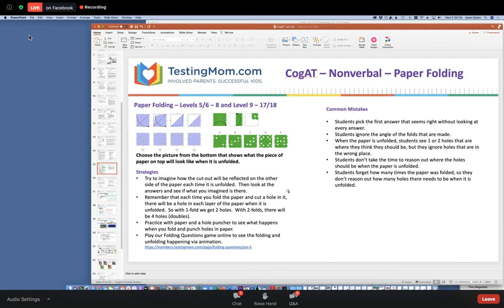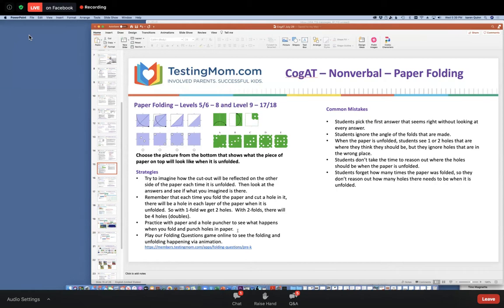So if you fold it once, there's going to be holes on 2 sides. If you fold it twice, then you're going to start to get more and more. There's going to be 4. 2 folds will give you 4. You're going to have double. So once you kind of get used to what happens, then you start to understand what to look for.